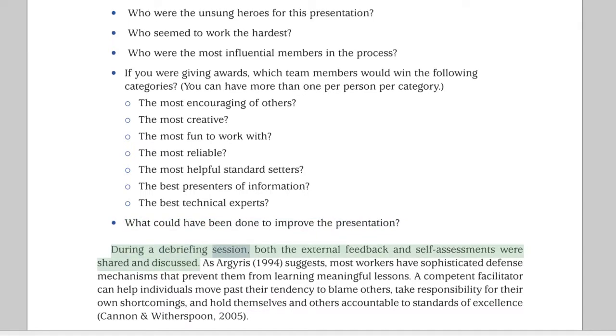During a debriefing session, both the external feedback and self-assessments were shared and discussed. As Argyris, 1994, suggests, most workers have sophisticated defense mechanisms that prevent them from learning meaningful lessons. A competent facilitator can help individuals move past their tendency to blame others, take responsibility for their own shortcomings, and hold themselves and others accountable to standards of excellence. Cannon and Witherspoon, 2005.